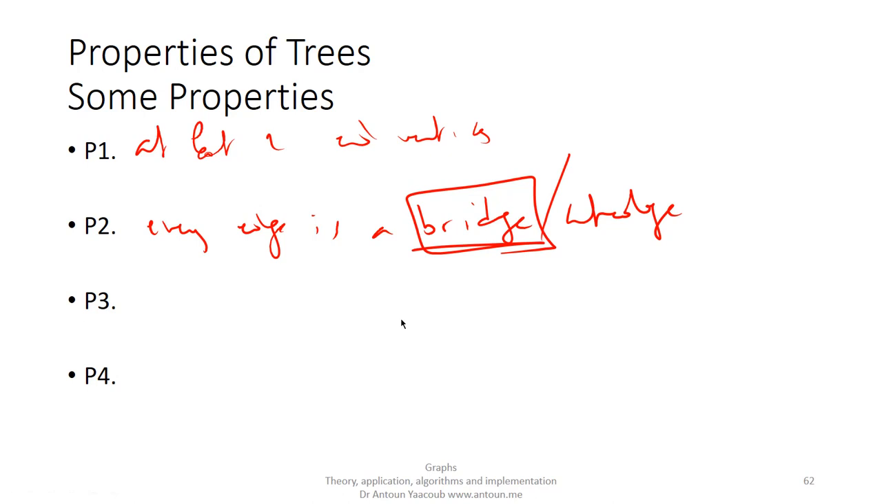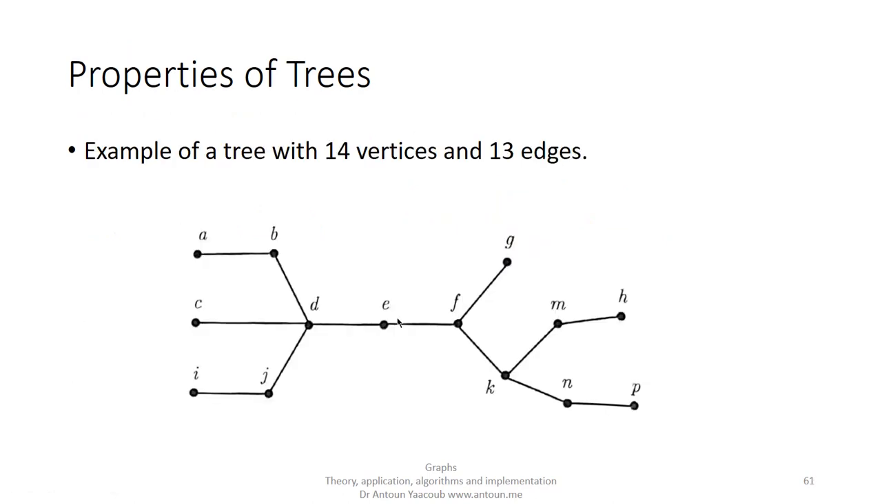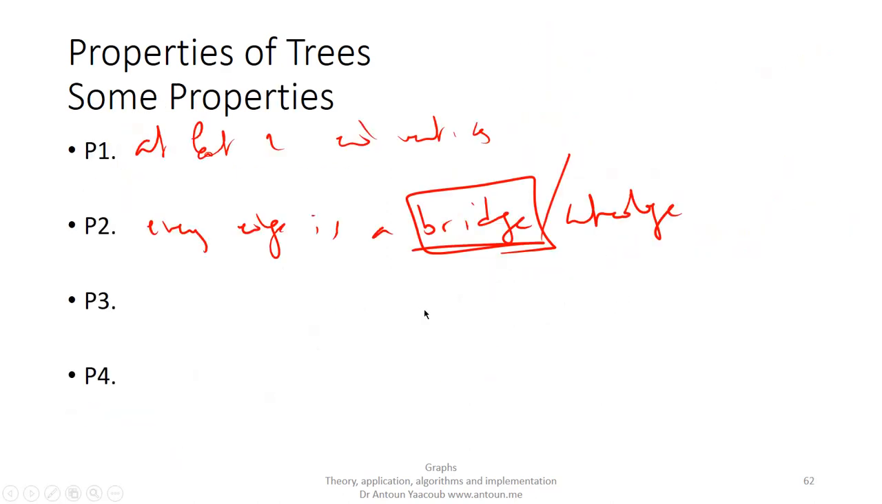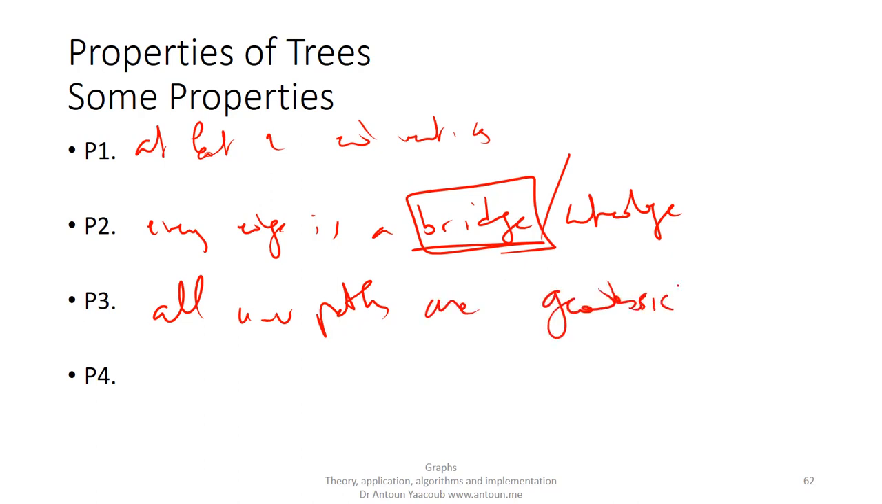Also, as I have said, all the UV paths are shortest paths and geodesic paths, because there is no other route, there are no cycles, so there are no other ways to do that. So all UV paths are geodesic, or you can say they are shortest paths.